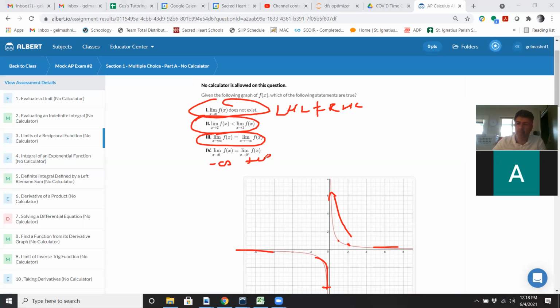When x is approaching some number from both the left and right, if it's of an infinite nature in your output limit, that's going to be a vertical asymptote. So that's why it's just 1, 2, and 3.